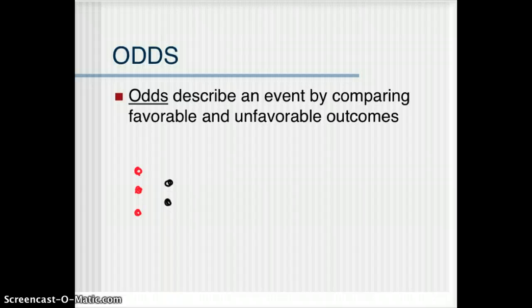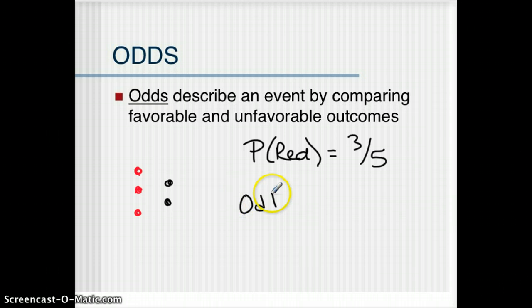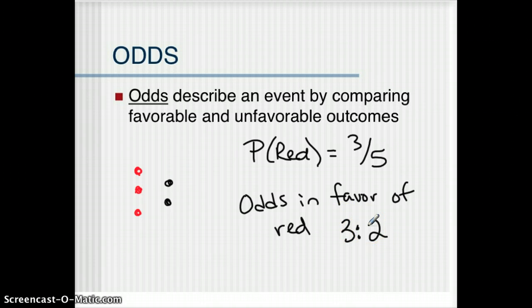So if I'm asking you the probability that I get a red dot here, I hope you notice that there are 3 reds out of 5 dots, so it's 3 out of 5. But if I ask you the odds in favor of red, what we do is we compare how many reds there are, everything you're looking for, to how many things are not red, everything you're not looking for. So the odds in favor of red are 3 to 2. And often we write this with the colon in between, or the word to.